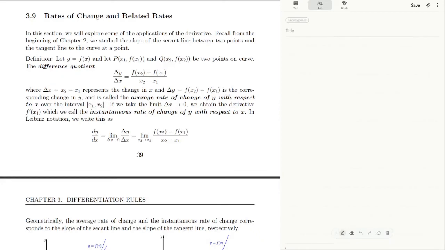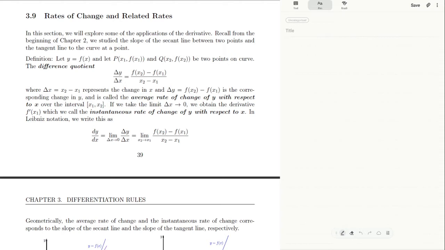Hello everyone, welcome back. In this video, we're going to look at some of the applications of the derivative. Now, in the previous videos, we were looking at ways of calculating the derivatives of certain functions, as well as the method of implicit differentiation. So now we can look at where the derivatives can be used to solve certain real-world problems.